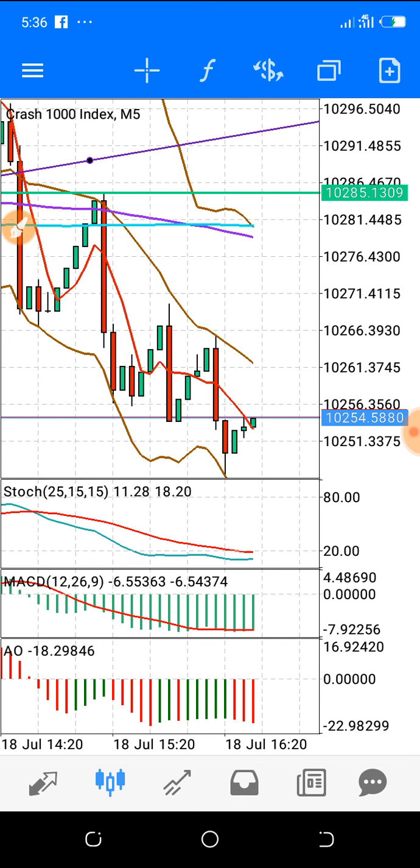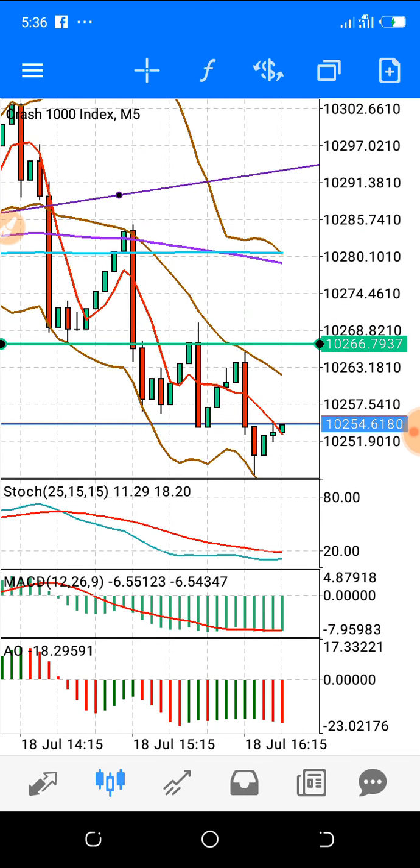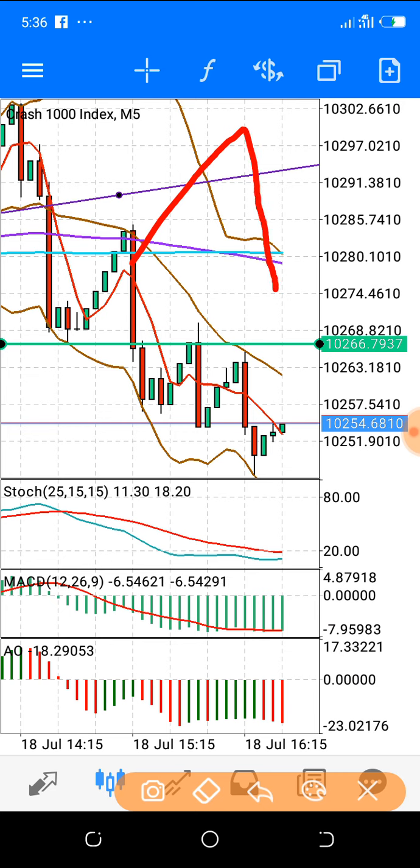You can also place one here for support. Maybe the market has been buying and it is now selling, so you can place a vertical support line here, and when it touches this place you can buy.